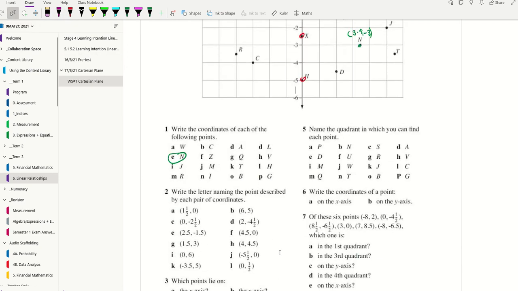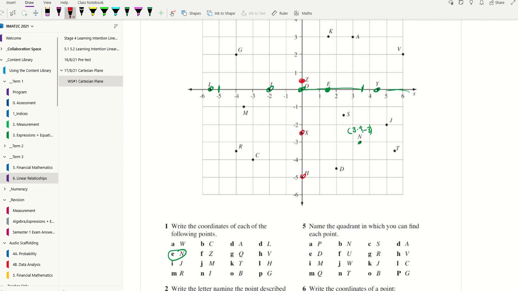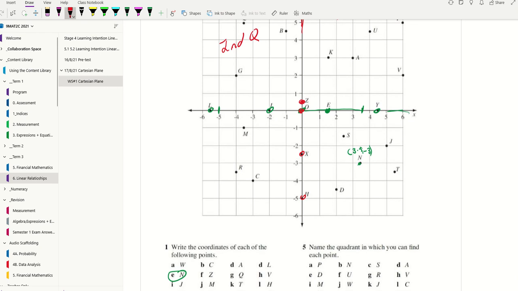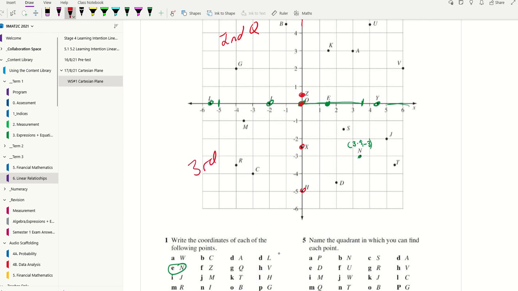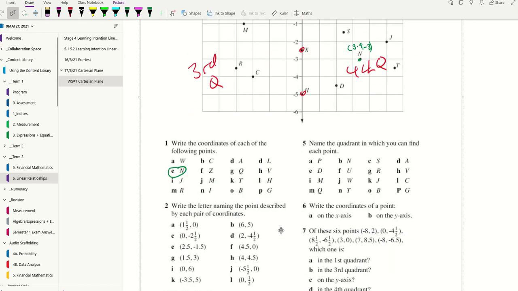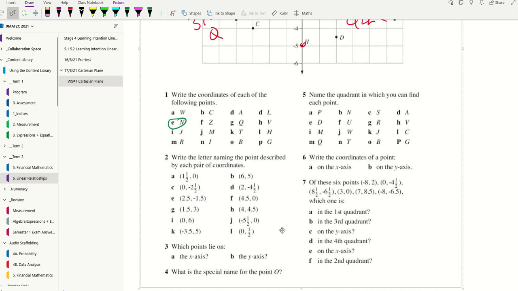Okay, what else have we got here? What is the special name for point 0? What's in your notes? What's that point? Now we want the quadrant, so please go through, remember, first quadrant, second quadrant, third quadrant, fourth quadrant. So name the quadrant in which each of those points are in, find the points, name the quadrants.